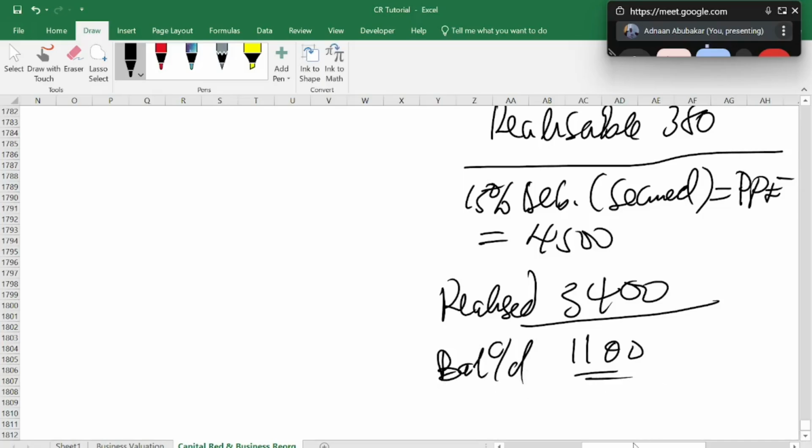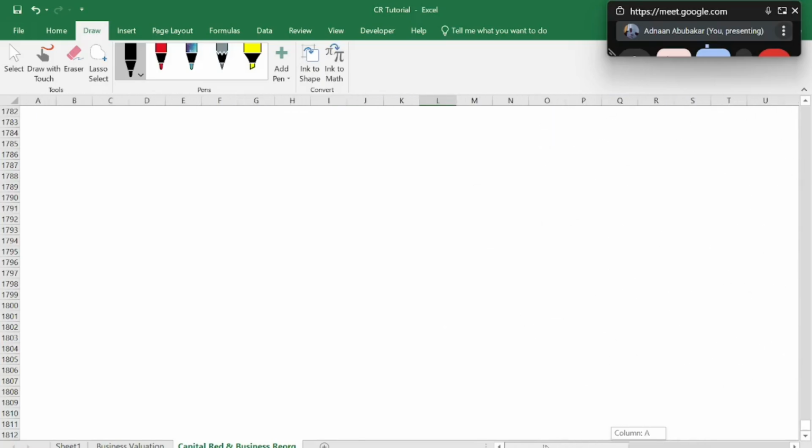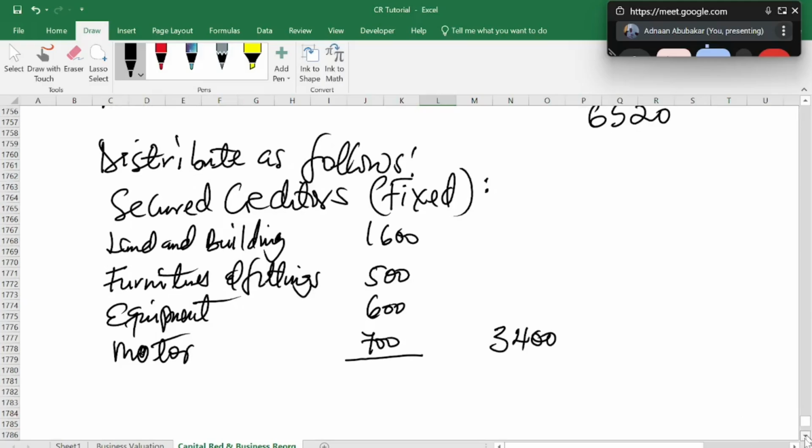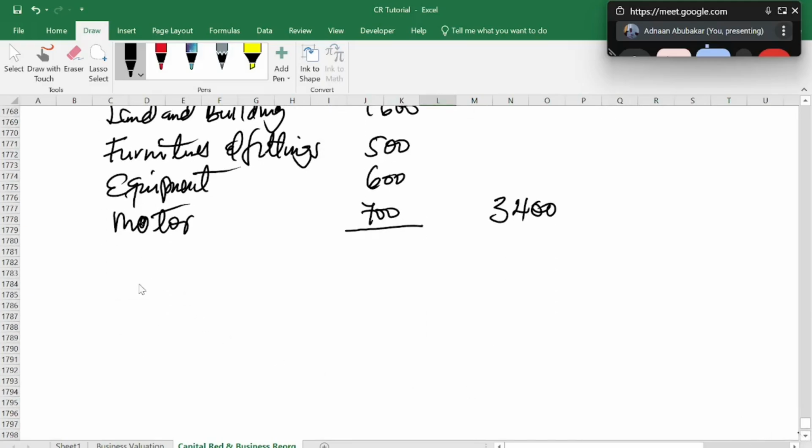You remember yesterday I said something like that. So now, this is what we have. Take note of 1,100. It will fall under the unsecured loan. Remember, I told you that, right? So we are done with the secured loan. Let's go to the next one. The next one is liquidation expenses.